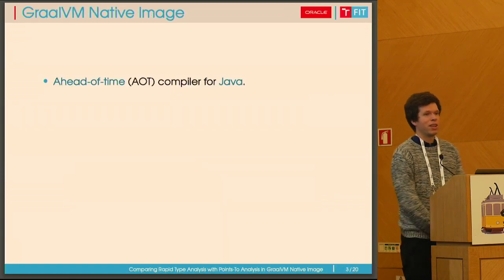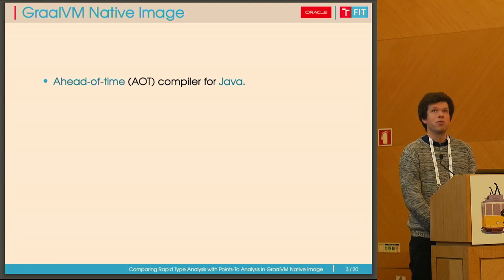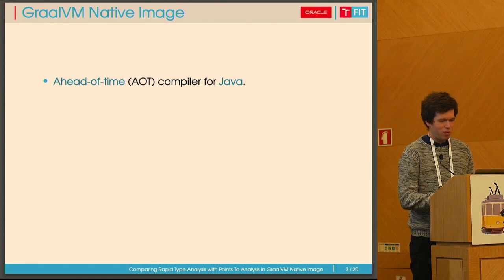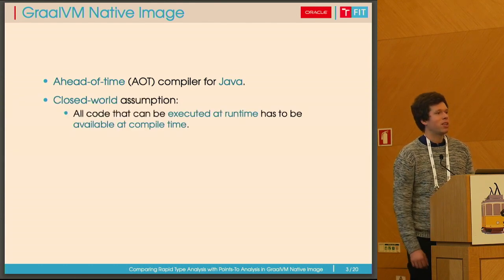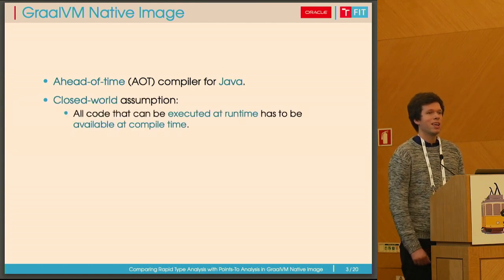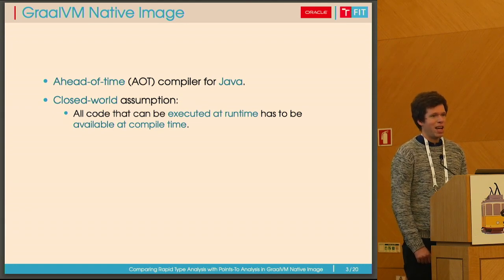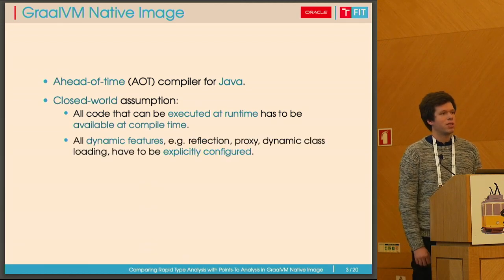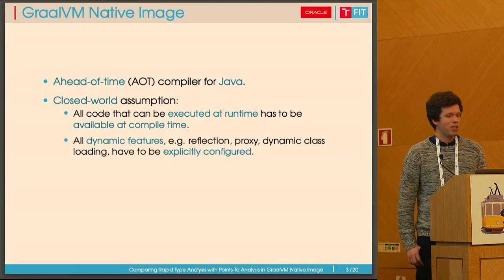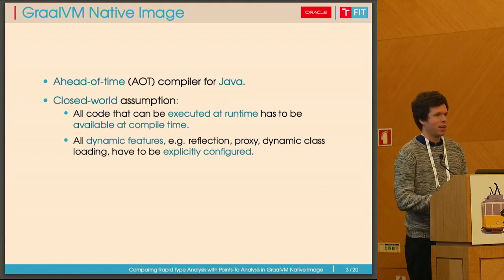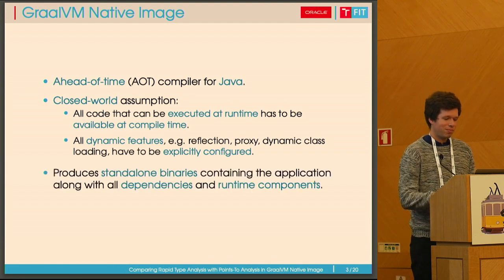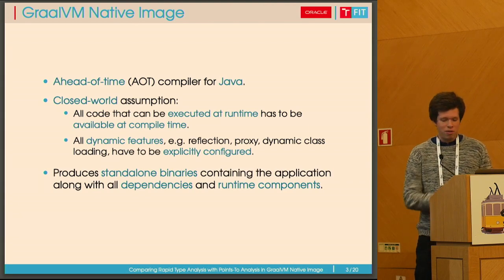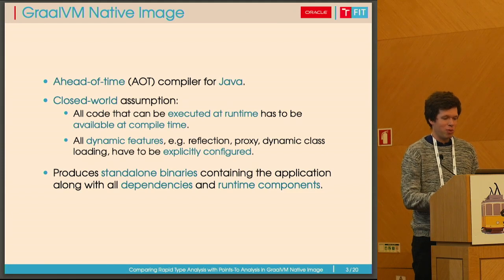In particular, we work on GraalVM Native Image, which is an ahead-of-time compiler for Java that works under the closed-world assumption, meaning that all program elements that may be needed at runtime have to be available already during compile time, which poses restrictions on some dynamic features of the language, such as reflection or dynamic class loading, that have to be explicitly configured. A native image produces standalone binaries that contain the application along with all their dependencies and runtime components.